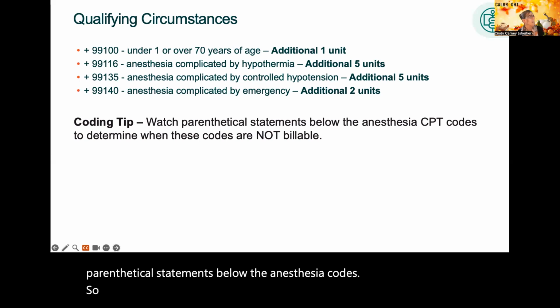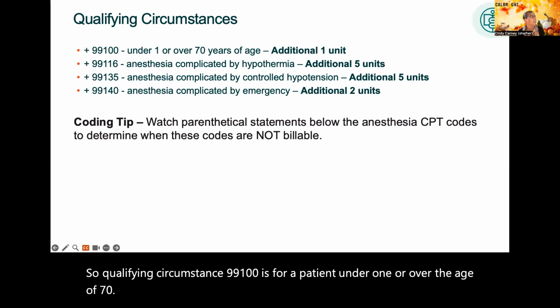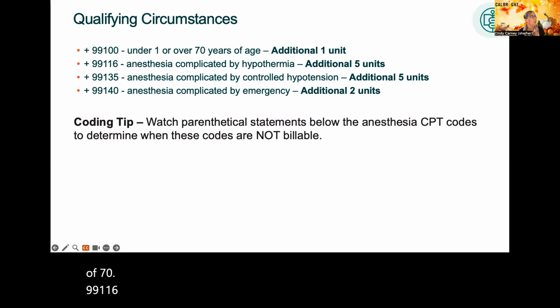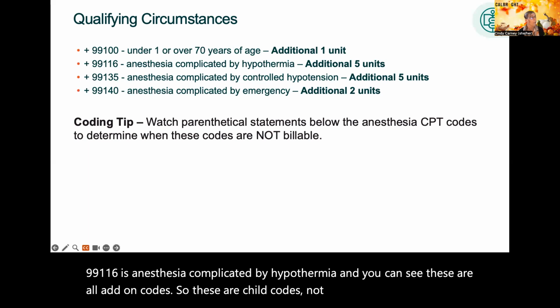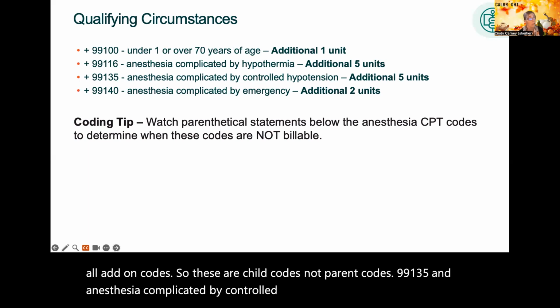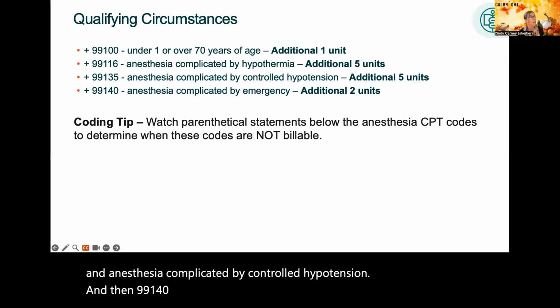So qualifying circumstance 99100 is for a patient under 1 or over the age of 70. 99116 is anesthesia complicated by hypothermia. And you can see these are all add-on codes. So these are child codes, not parent codes. 99135 is anesthesia complicated by controlled hypotension. And then 99140, anesthesia complicated by an emergency.